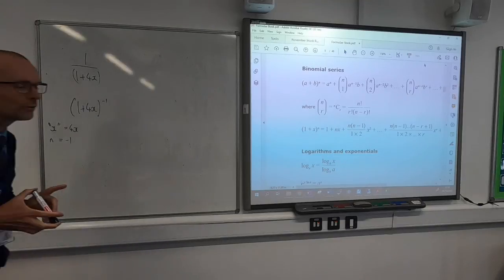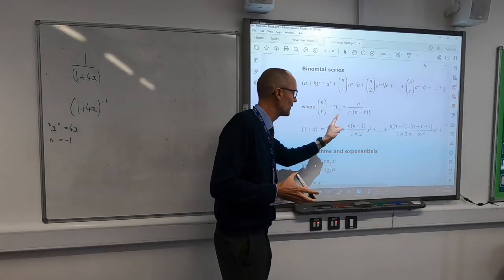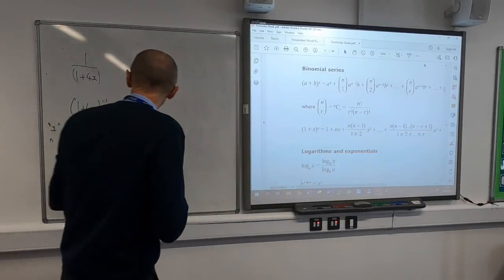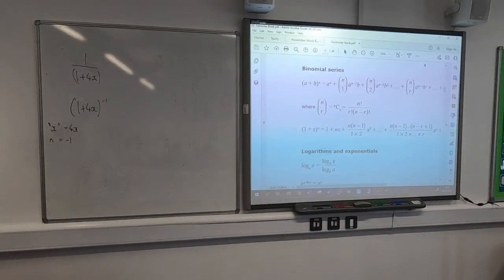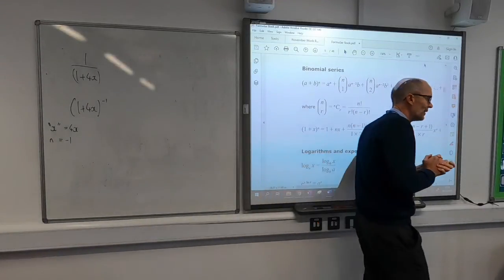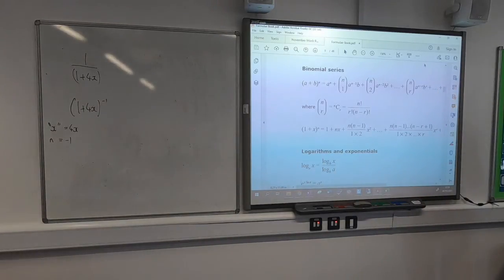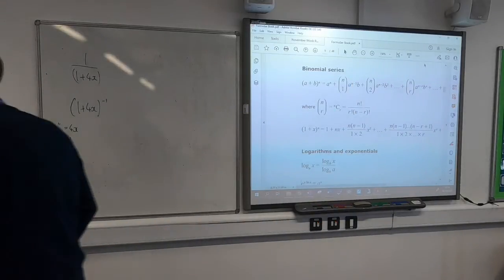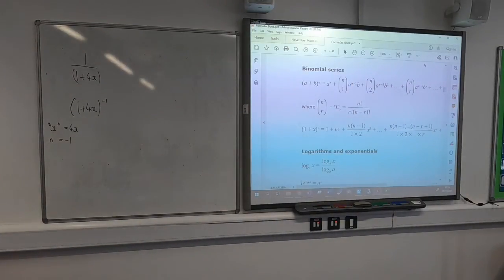So go on, see if you can write me the first 4 terms of the expansion using those values. Just like we did a moment ago. And this is much nicer because the power isn't a fraction. So your terms look a little bit nicer, I promise you.